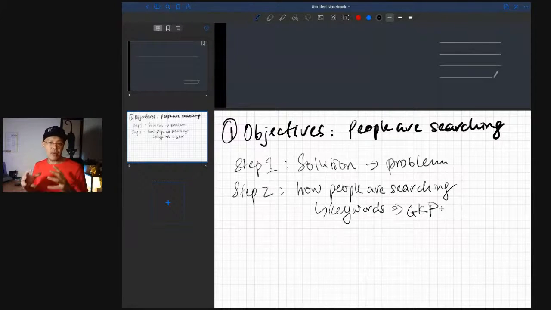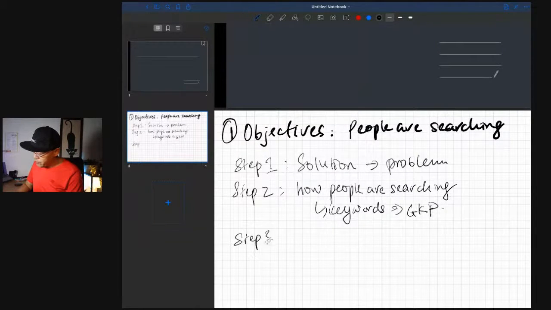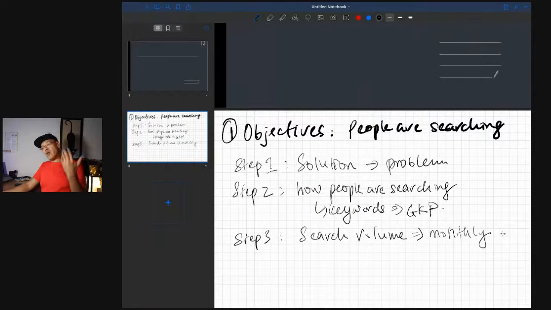And once I know that, this is where I'm able to establish what are the terms that people are looking at. So then the next step, right? Step number 3, it's really to be able to go into those search terms and find out what is the search volume. This will tell you on a monthly basis what is the average monthly searches. So on average monthly, how many people are searching for a solution to this problem?